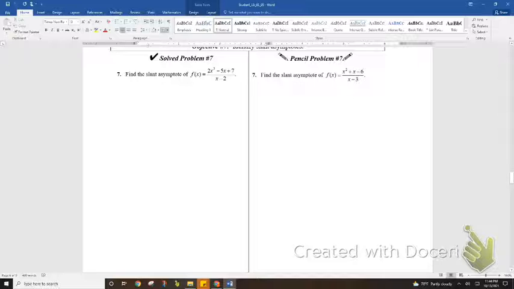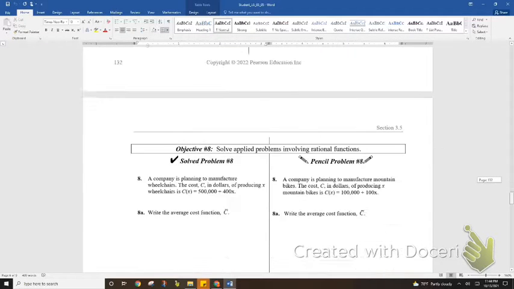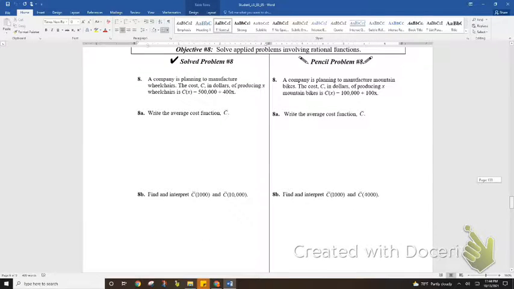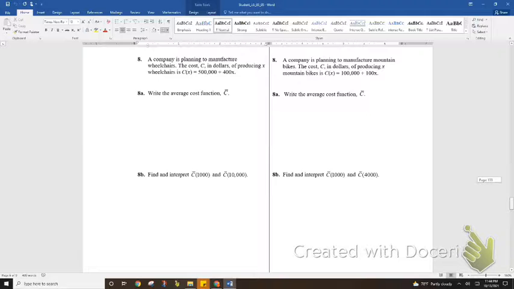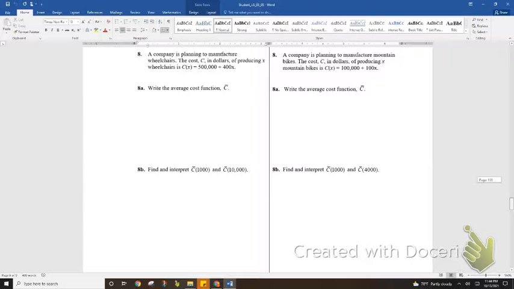All right. It didn't make us graph it, but just so we know, if we were going to graph it, it's a linear line, so just use your slope and your y-intercept to help you graph that. All right, and objective 8, solve applied problems involving rational functions.